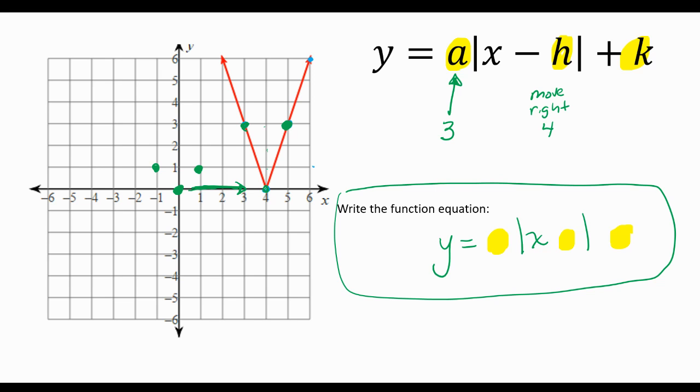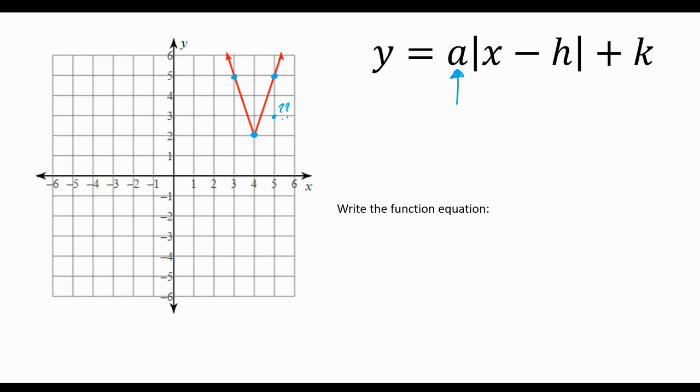And then did it go up? Nope. The vertex is still on the x-axis. So K is 0. We don't need a K. So there's no movement on K. No up or down. There's no up or down movement. We need the 3 in the front here. Stretched by 3. And then moving to the right means negative 4. And we're done. You can hit pause.